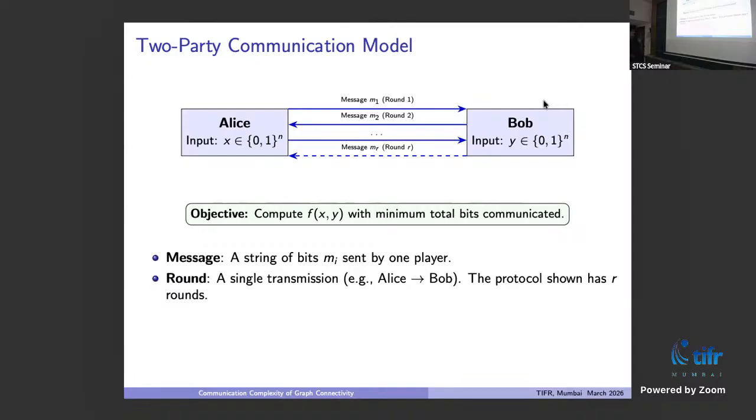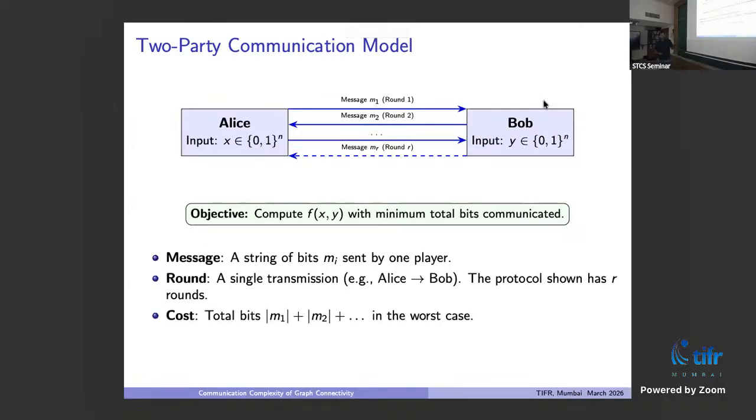A single transmission may consist of multiple bits together. We call it a round. So the protocol here, for instance, consists of R back and forth transmissions. So I will say this is having R rounds. And the cost is, of course, the total number of bits communicated.